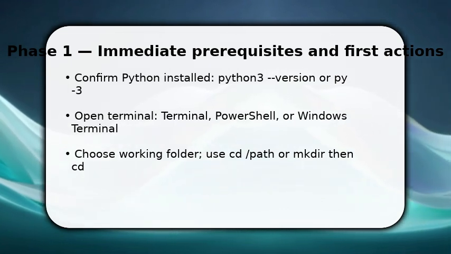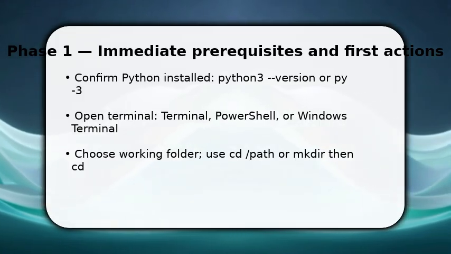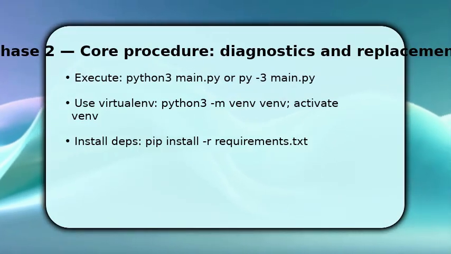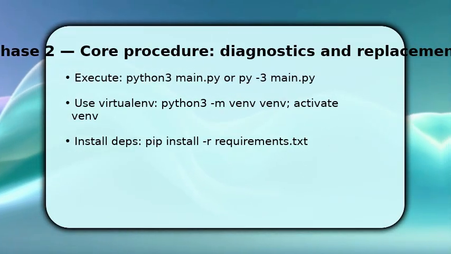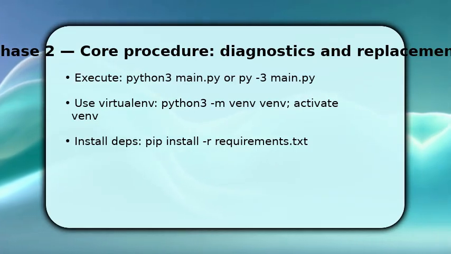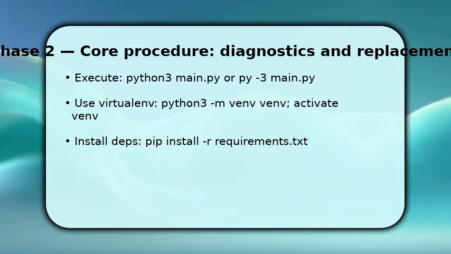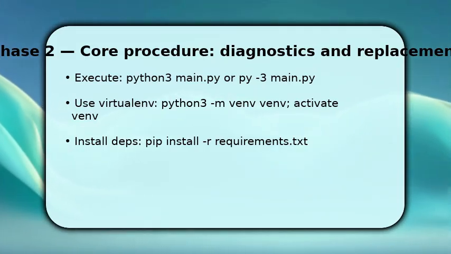Now you'll run and manage scripts while understanding why each step matters. Execute code with python3 main.py or py -3 main.py. This runs the chosen interpreter directly. For consistent dependencies, create a virtual environment with python3 -m venv and activate it, because isolated environments prevent version conflicts. Once activated, install packages via pip install -r requirements.txt so your project has the exact libraries it needs.